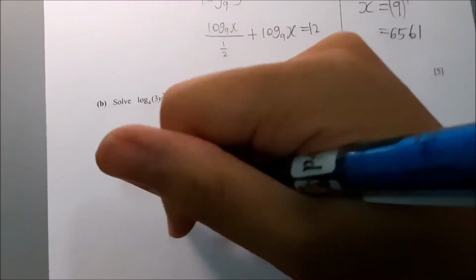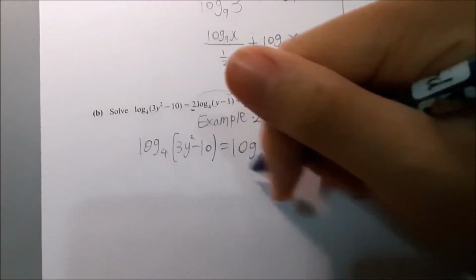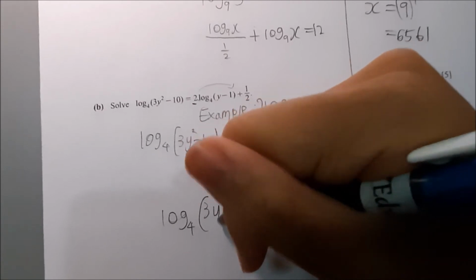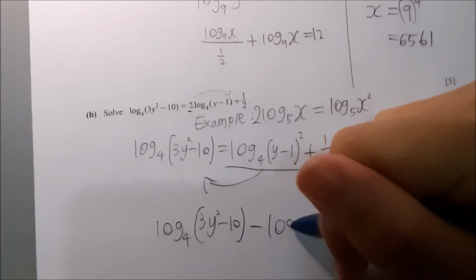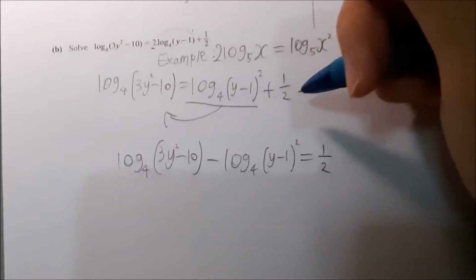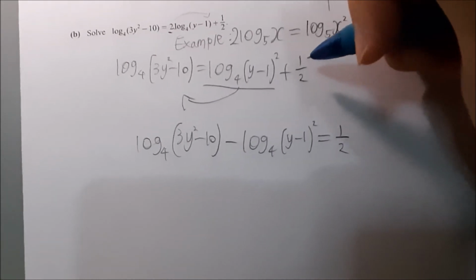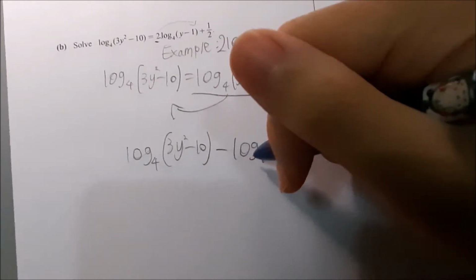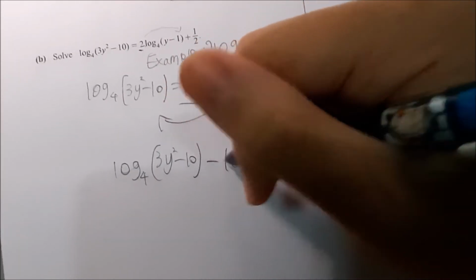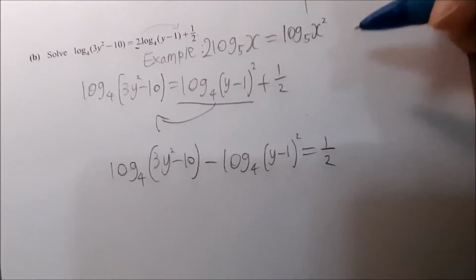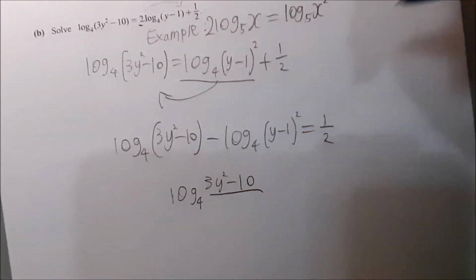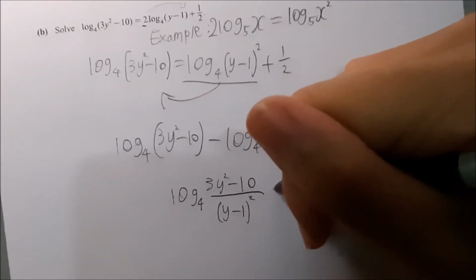And then from here, I can move the log 4 y minus 1 squared, this whole thing, to the other side. So it will become log 4 3y squared minus 10 minus log 4 y minus 1 squared equals to half. And then from here, I can use the logarithmic division rule, which is if any two logarithms are subtracting each other, then you can put it as a division, which is log 4 3y squared minus 10 over y minus 1 squared equals to half.